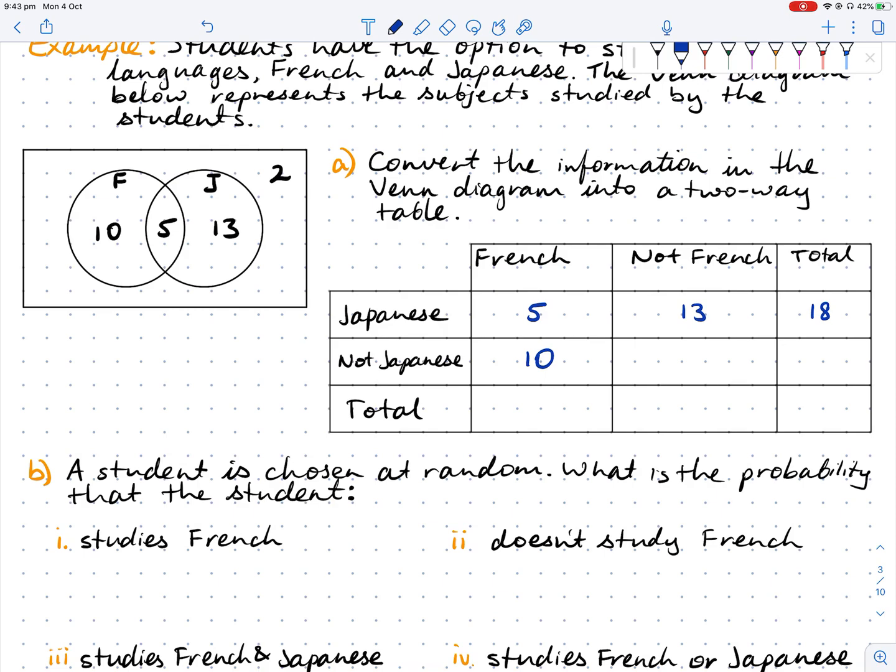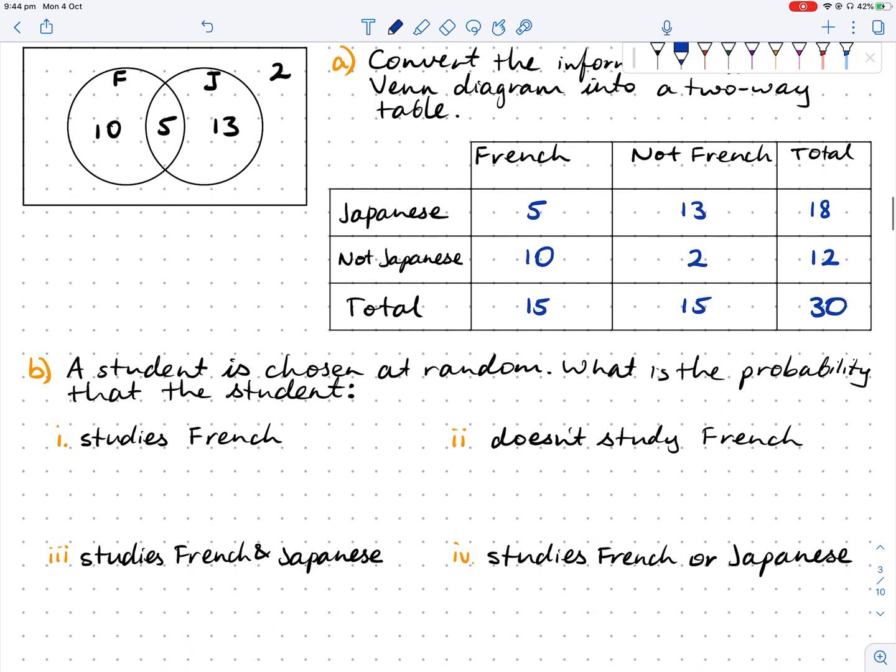If I want someone who doesn't study Japanese and doesn't study French, I'm looking at the outside, and we've got 2 people there. So the people who don't study Japanese, we've got 12 of them. And then we can add the columns. The number of people who study French is 15. The number of people who don't study French is also 15. And we can see we've got a total of 30 people in this class.